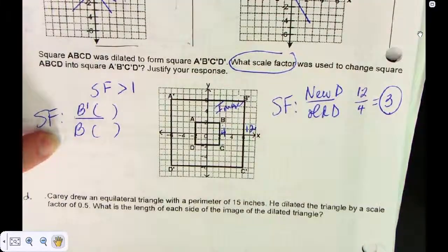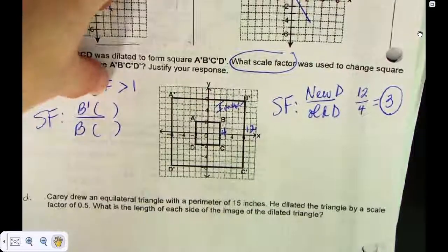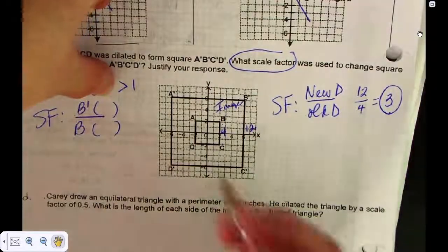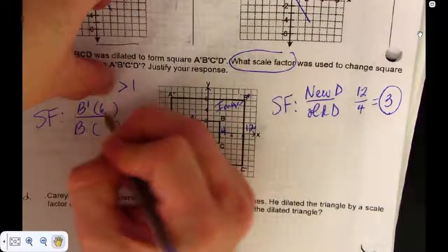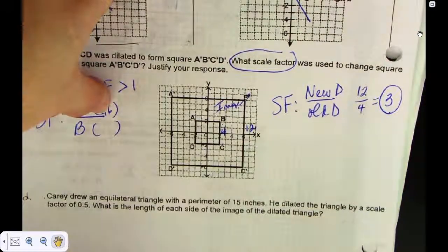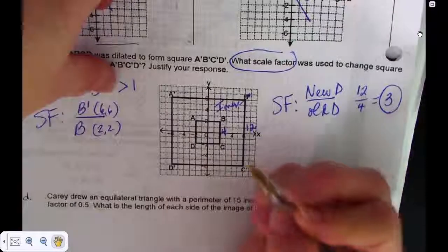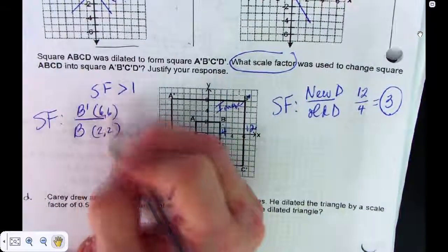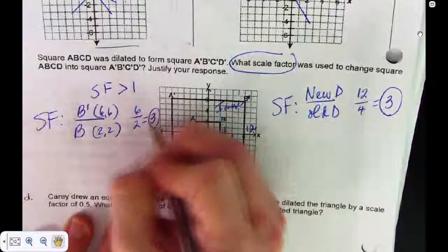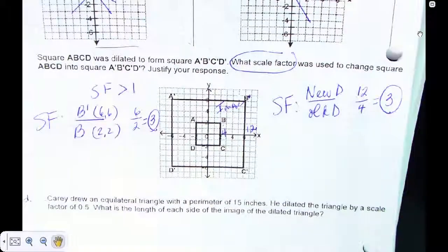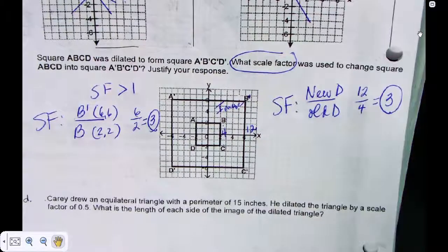Why would I want you to pick B? Positive. Good, Logan. What's B prime's coordinate? No, B prime. 6, 6, huh? And then B is 2, 2. So all you do is take one of them where they're the same thing. So 6 divided by 2 is 3. So you can take the dimension or the vertice and divide. New by old. Image by pre-image.